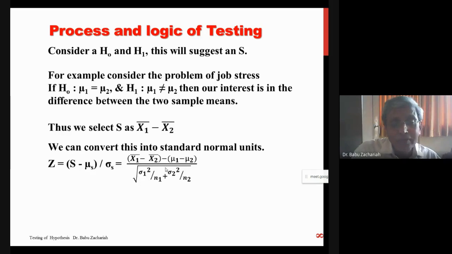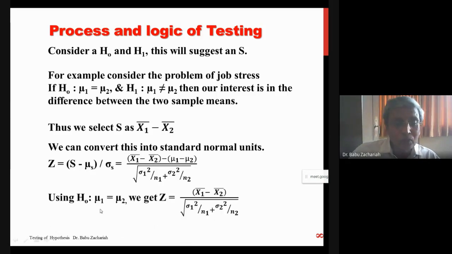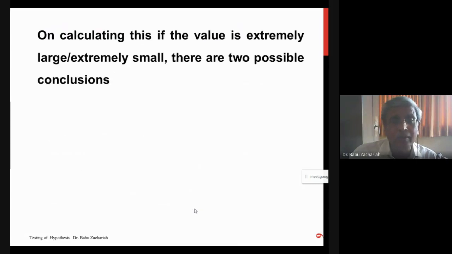Now we can convert this into standard normal units. From this S, subtract its mean and divide by its standard deviation, the pooled standard deviation. Using the null hypothesis, we are assuming the means are equal, so mu1 minus mu2 will be 0. So we get Z like this. This can be calculated. Of course, we are assuming the standard deviation is known. That is one problem here.